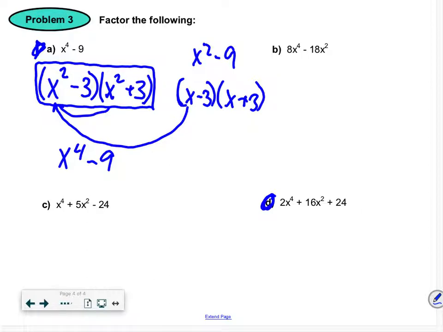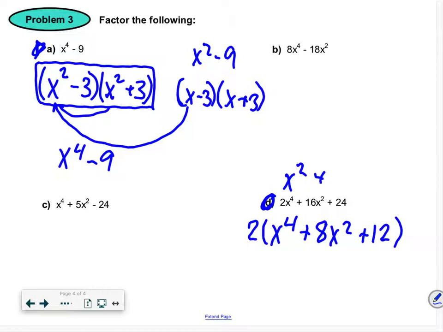Okay, 2x to the 4th plus 16x squared plus 24. Do they have anything in common? 2. Let's pull it out. If I pull 2 out, we have x to the 4th plus 8x squared plus 12. Okay. Like I said, we're going to treat this just like it was x squared plus 8x plus 12. How would I figure this out? Multiply and add. Multiply to the 12, add to the 8.